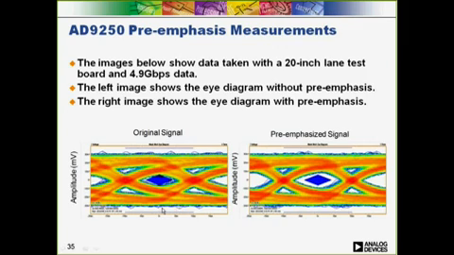You can see the eye is beginning to close and the receiver eye mask is being violated. The eye diagram on the right is taken at the end of the channel with pre-emphasis turned on. In this case, the eye opens up very nicely and there are no hits on the eye mask.